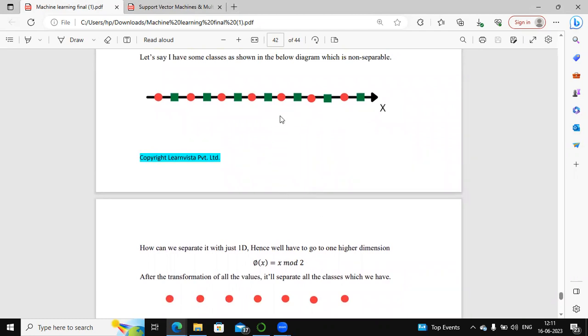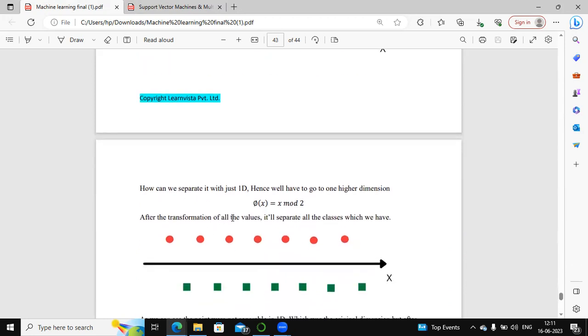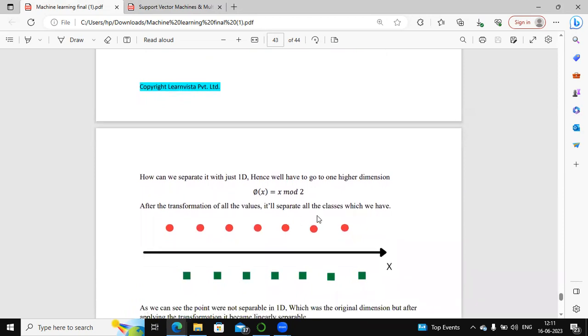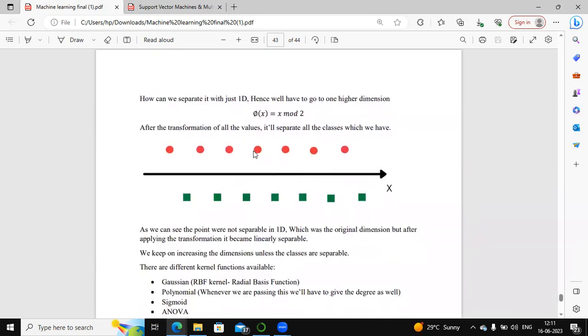So x mod 2 will give, if this is 0, green, so 0 mod 2 gives remainder 0. And 1 mod 2 gives remainder 1. So 2 mod 2 gives 0, it will come here. 3 mod 2 gives 1, it will go up. Like that it will happen, so that after the transformation of all values, it will separate all the classes which we have. All the red values go up and all the green values come down. So we are able to separate the two classes when we move to one higher dimension in this case.